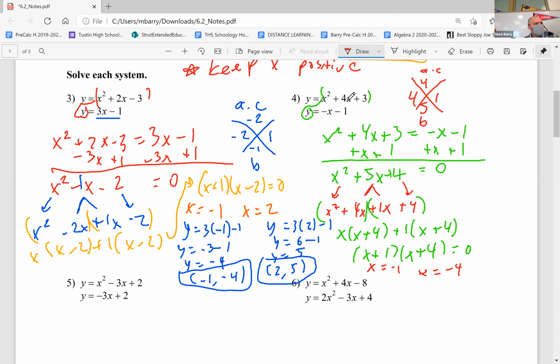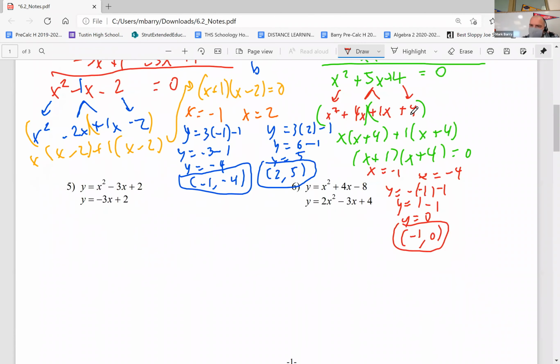I'll plug both of those back into the easier equations. That'd be -x minus 1. So get y equals -1 minus 1. So y equals 1 minus 1. Y equals 0. And then for this one, y equals -4 minus 1. So y equals 4 minus 1. Y equals 3.